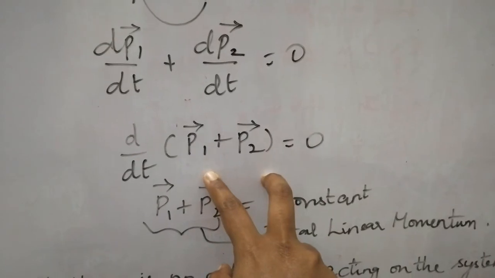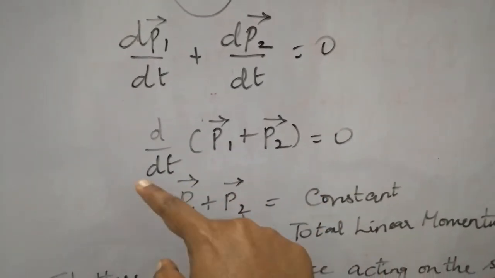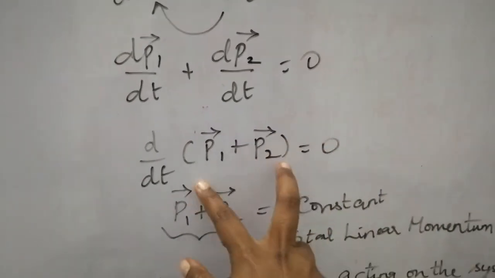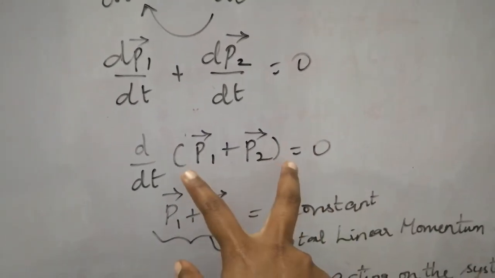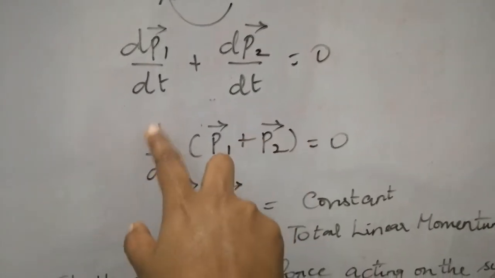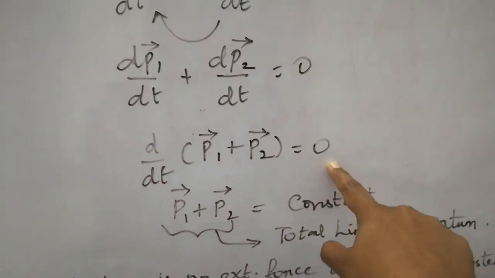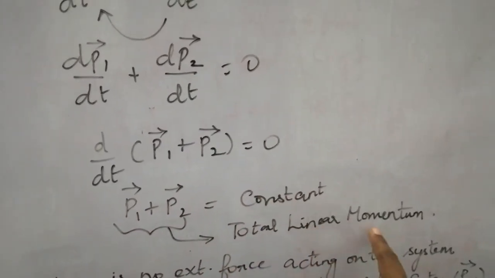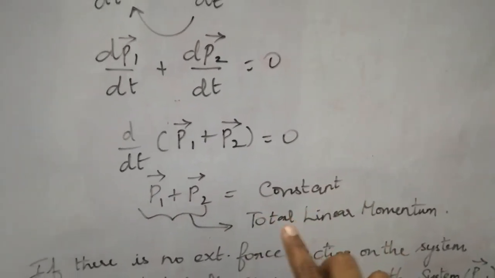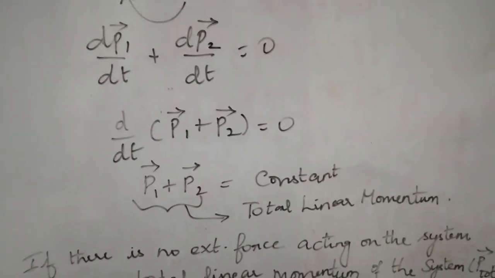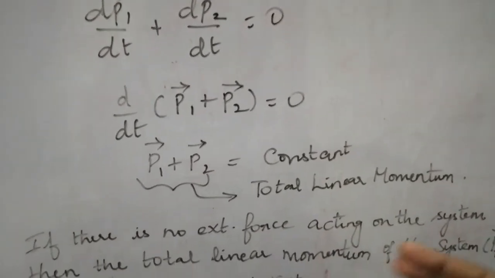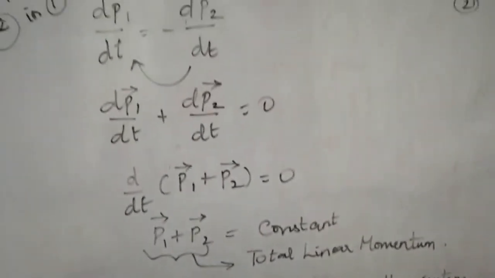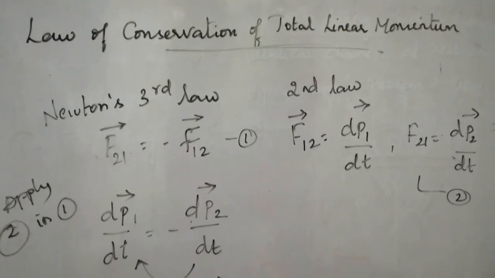If you differentiate a constant with respect to any term, the value will be 0, which means this part is constant, isn't it? Because only if you differentiate a constant will d by dt be 0. So this means p1 plus p2 is constant. That is, the total linear momentum is always constant. Constant means it will not change at all. Whatever the p values, however many values you add, the final value would be the same. It is constant. This is the law of conservation.